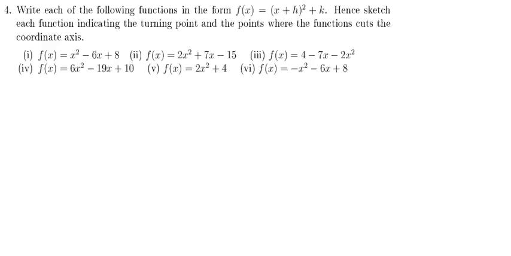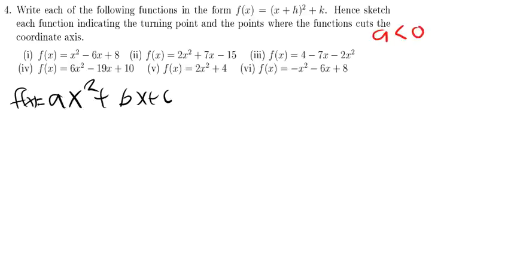Whenever you are sketching quadratic functions, the only thing you have to look at is a. A quadratic function is in the form f(x) = ax^2 + bx + c. When a is less than 0, you expect the graph to come like this. You have a maximum.